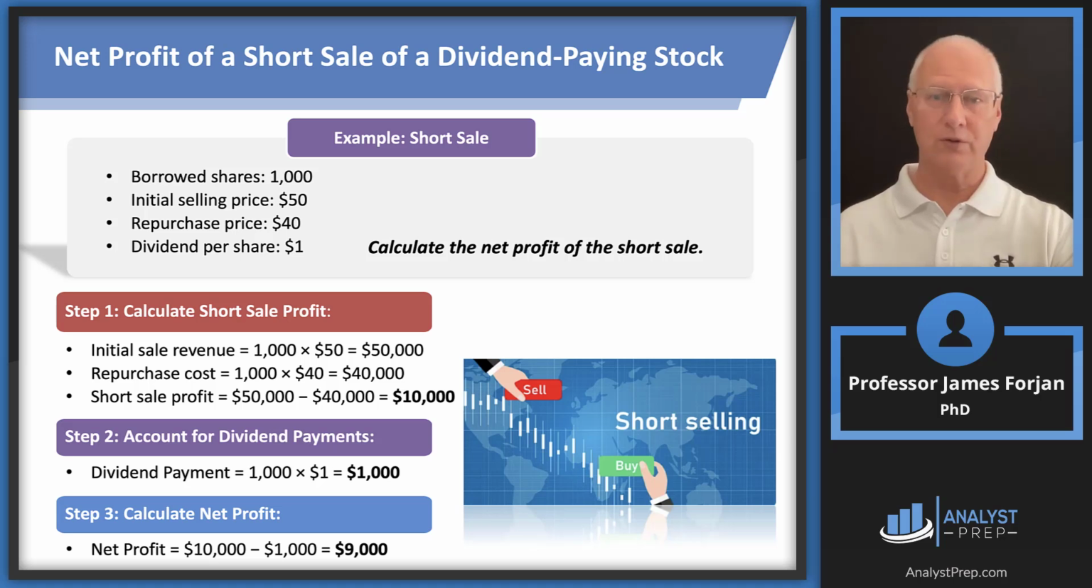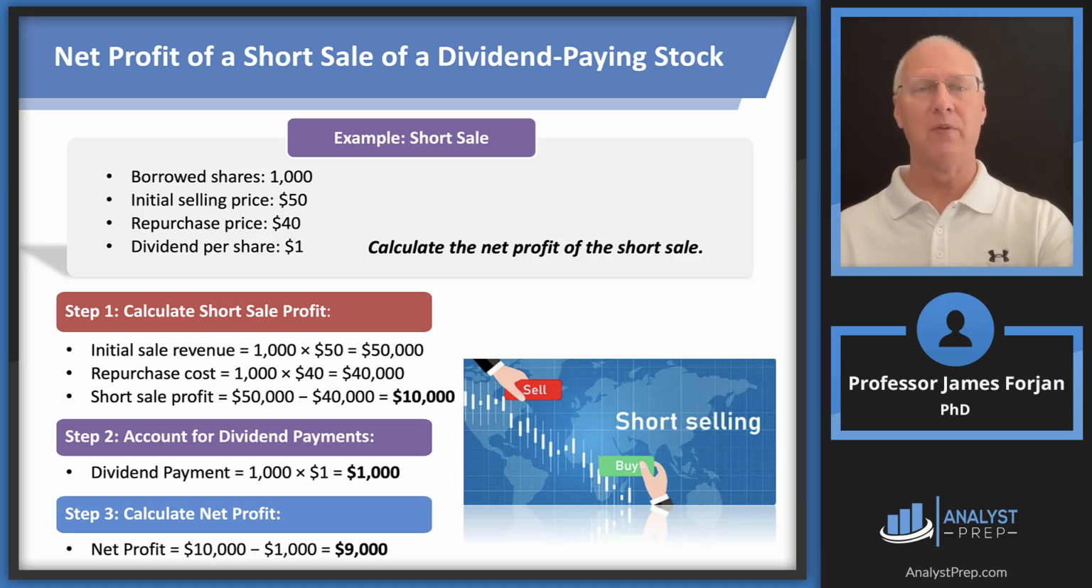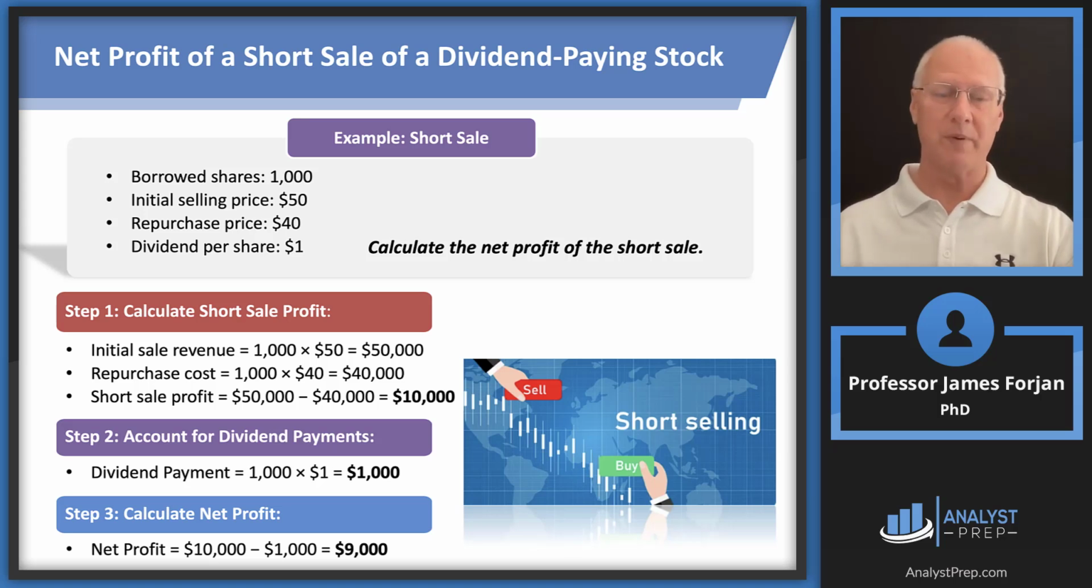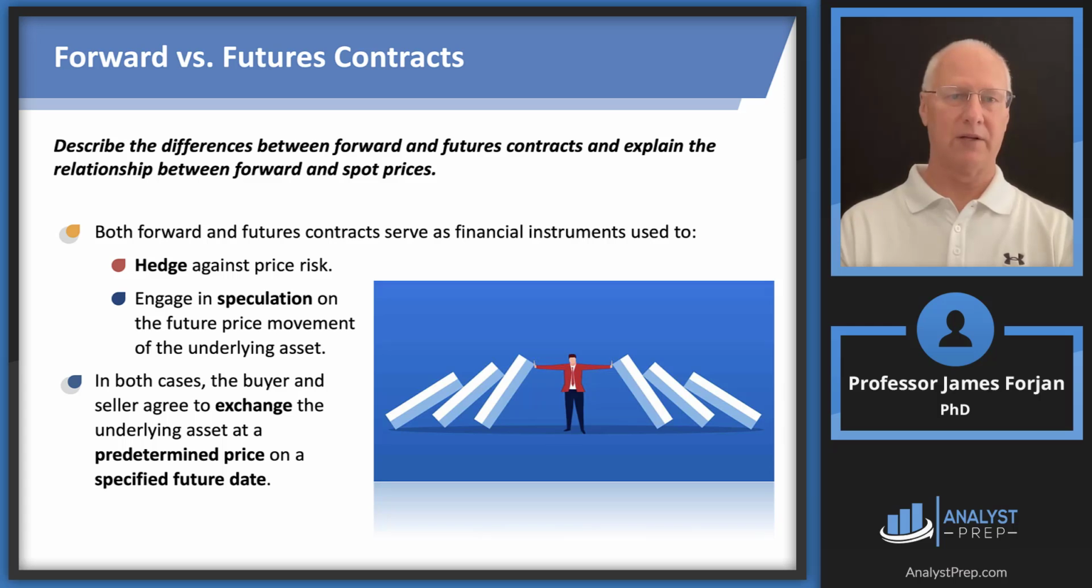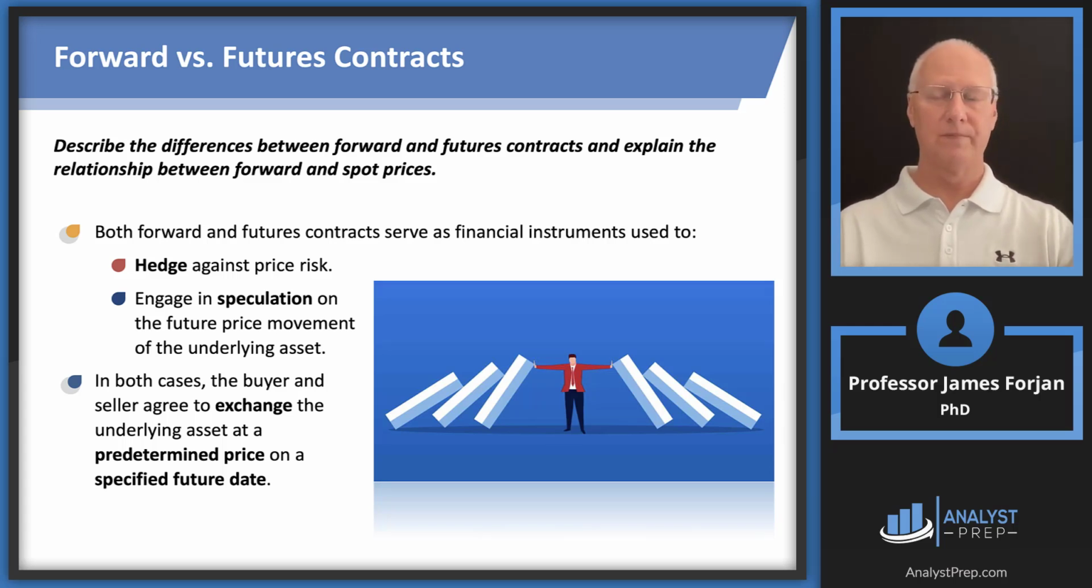Now, of course, note that here in this example, and the one that's in the chapter, everyone's happy, right? We make money, we make $9,000, but of course the opposite can occur. So be prepared for that net profit to be negative in an exam question. All right, how about the next learning objective? Differences between forward and futures contracts. All right, you ready for this?